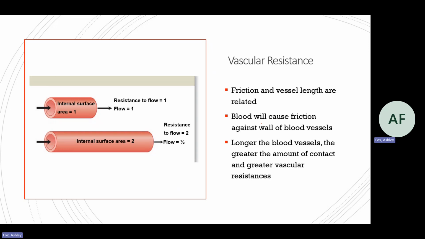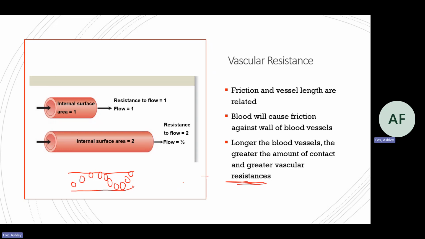Blood is going to bump against the walls of the blood vessels and cause friction. The longer the blood vessel, the more time you have for that friction and contact, so you're going to have greater vascular resistance. So what happens is, again, you have a blood vessel. Blood cells are flowing, so they may bounce and then come back in, and then they might bounce on the other side. So it's not like they're going in a straight line. Every time they're hitting the wall, they're slowing down.